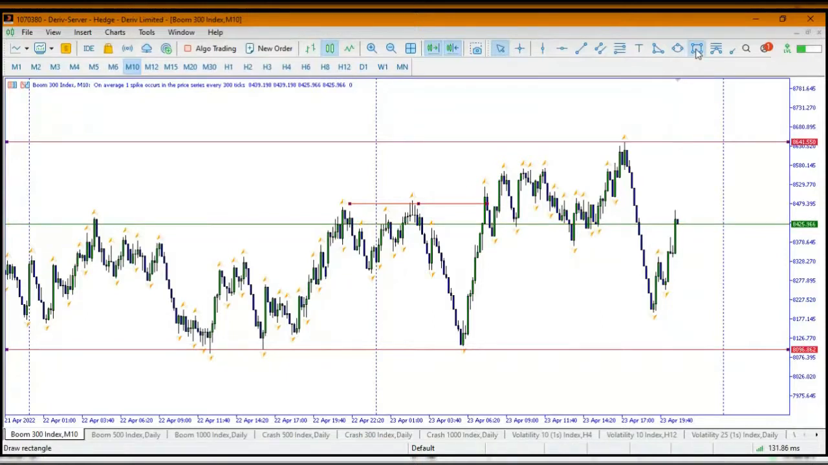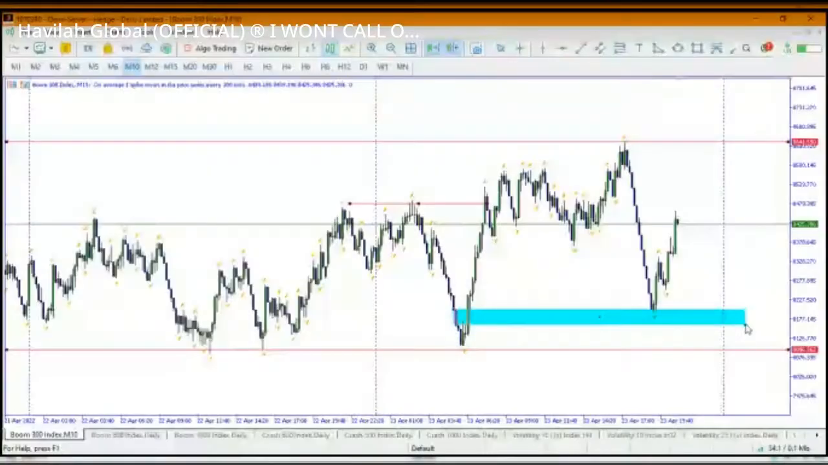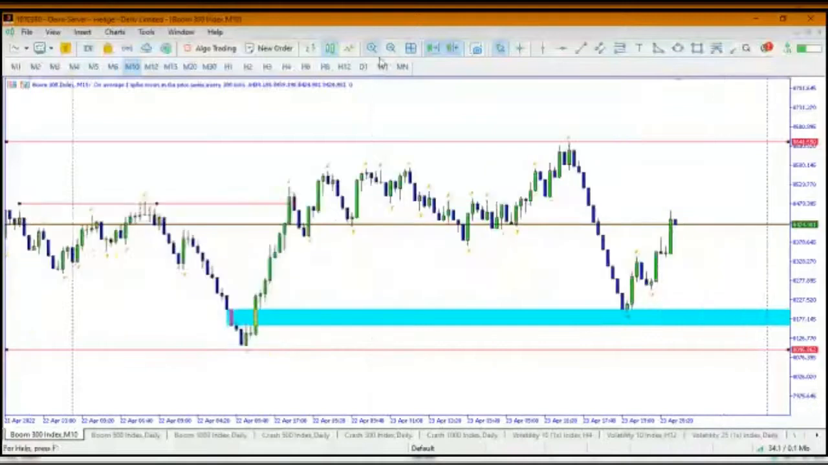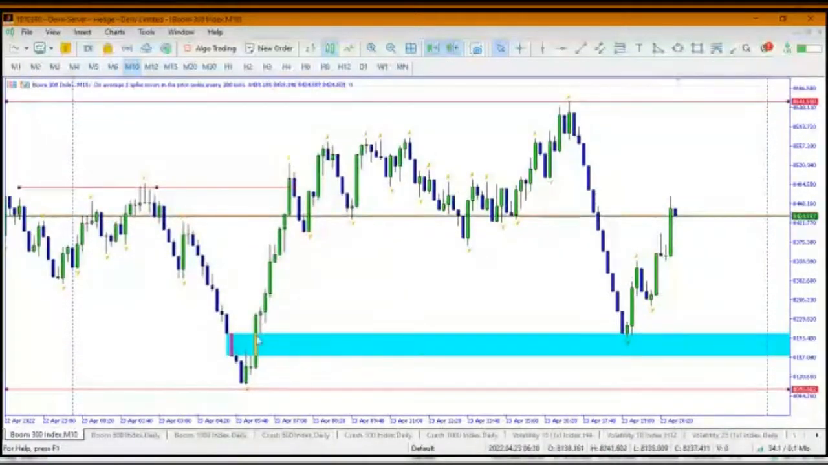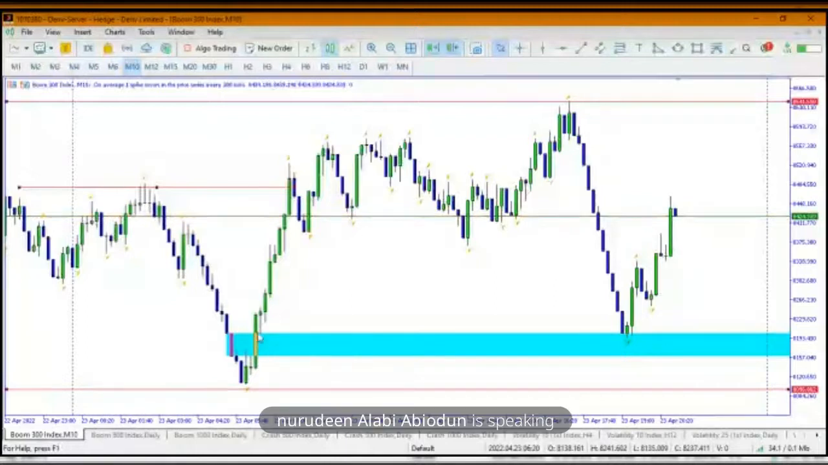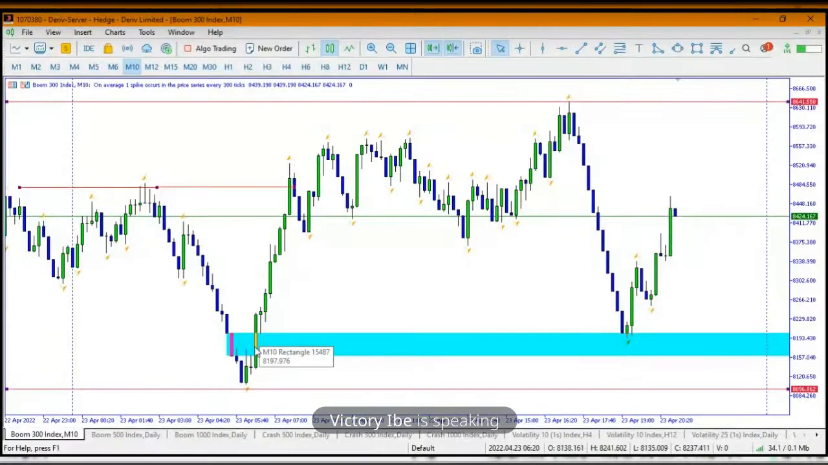Now, take note of where the retest happened. Take note of what happened there. Is anybody seeing what happened there? Okay. Can someone explain what happened there? Yes, sir, we are seeing it. Tell me what happened.